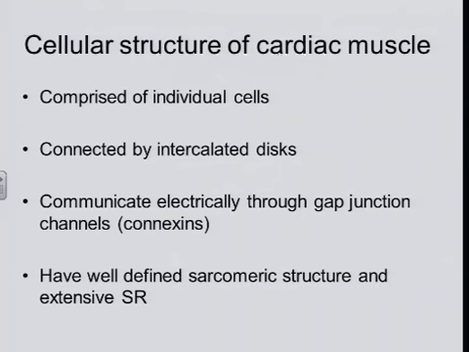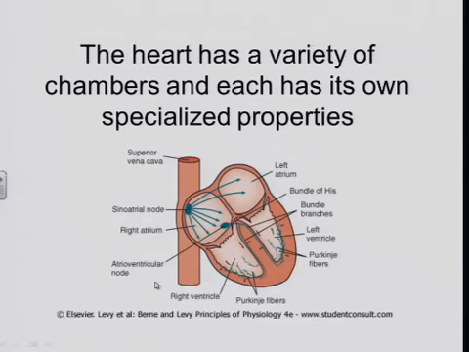So they are comprised of individual cells. That is not the same. They're connected instead by intercalated discs. They communicate electrically through gap junction channels or connexins. And they have a very similar, well-defined sarcomeric structure and an extensive SR, sarcoplasmic reticulum. Sarcomere, sarcoplasmic reticulum, sarcolemma: two terms you need to know.